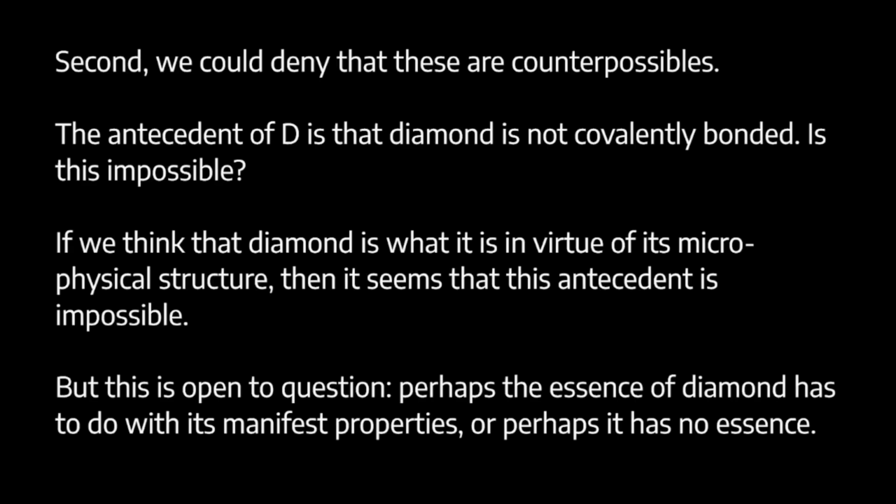Second, perhaps more importantly, we might wonder whether any of these are in fact counterpossibles. So take the diamond case, right? The antecedent is that diamond is not covalently bonded. Is this impossible? Well, if we think that diamond is what it is in virtue of its microphysical structure, then the antecedent does indeed describe an impossible situation. See my recent video on Putnam's twin earth argument for more on this kind of approach. But this is open to question, right?